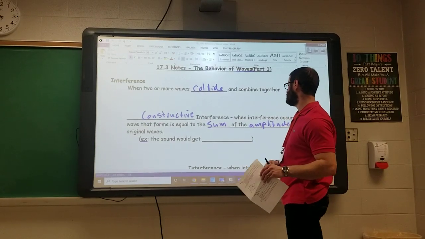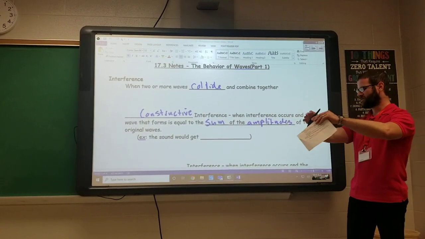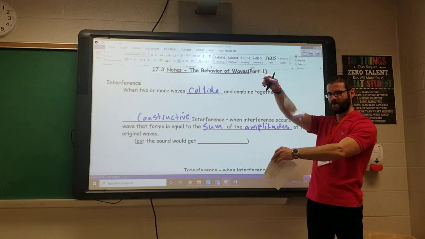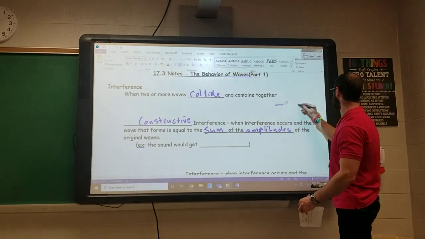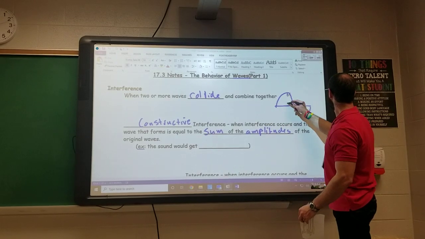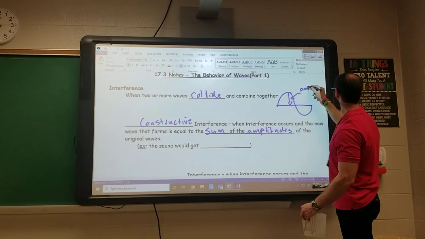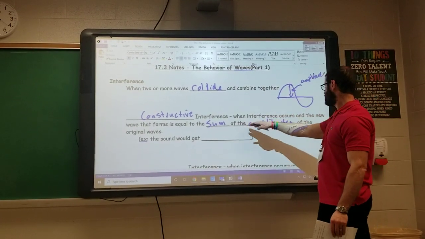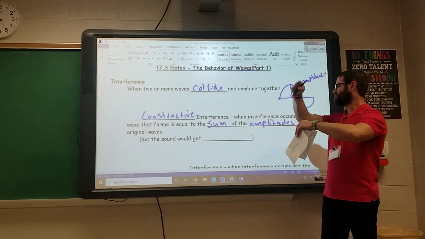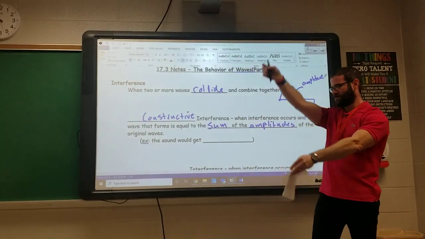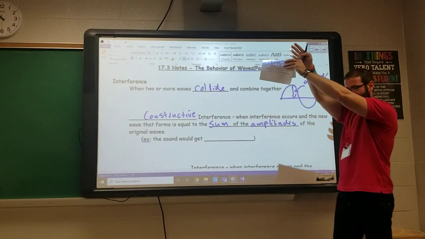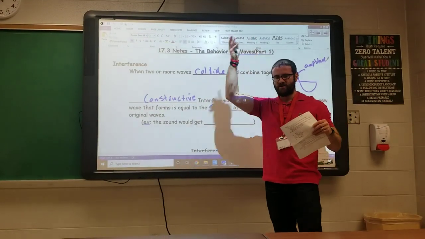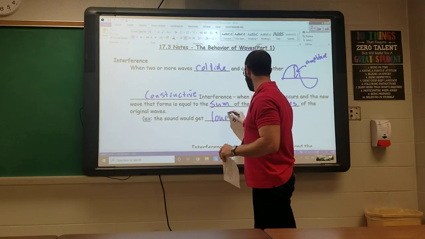of the original waves. Constructive means the waves interfere in such a way that the resulting wave has more energy. Remember, amplitude relates to the amount of energy. The greater the amplitude, or the height of the wave, the more energy the wave has. So constructive interference occurs when two waves interact in such a way that their amplitudes add together, and the resulting wave has more energy than the original waves. If we apply this to a sound wave, greater amplitude would mean the sound would get louder.